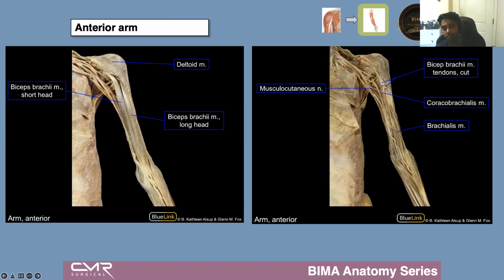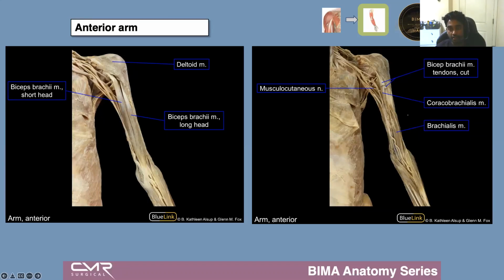So that's another way of remembering it rather than looking at which one's longer, because I'm sure all of you can appreciate that if we actually look at this, they look roughly the same length. In fact, the short head might even look a little bit longer. So I prefer to learn it as long head is the lateral side of the arm, rather than the longer head of the biceps brachii.